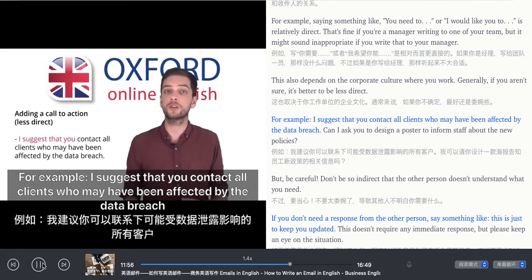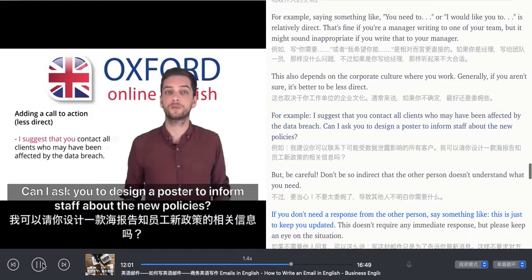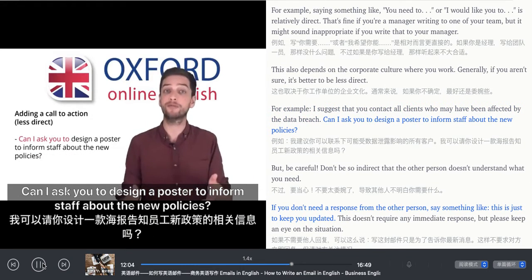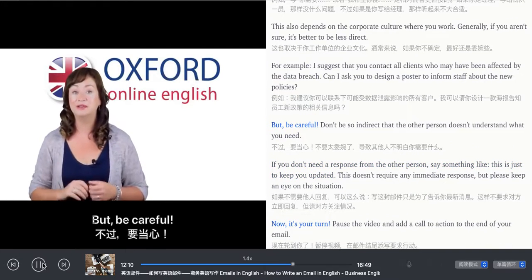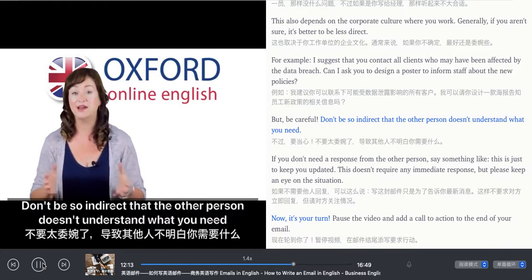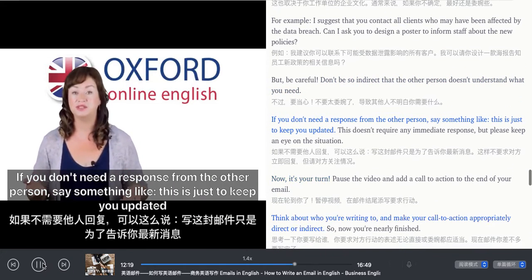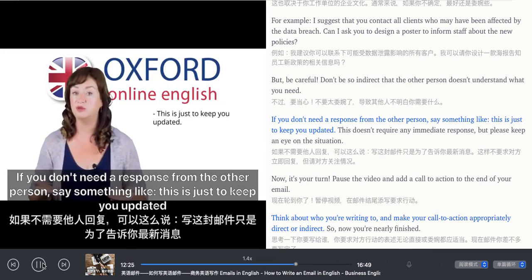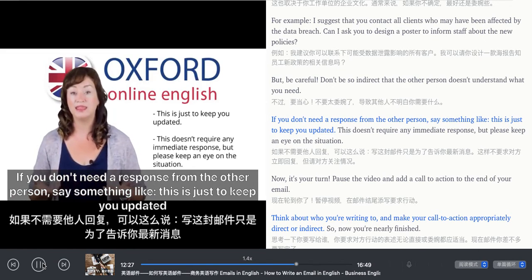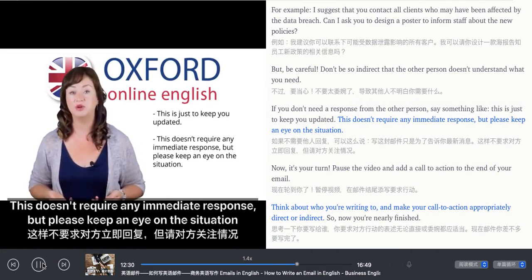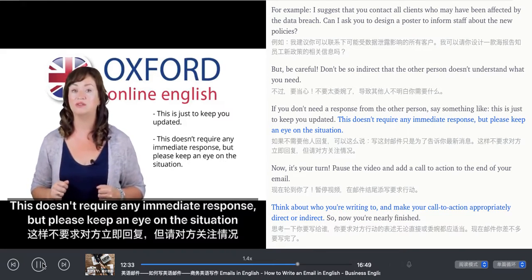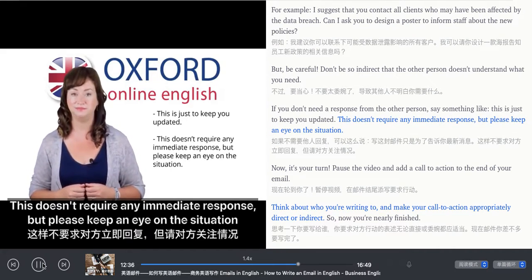For example, "I suggest that you contact all clients who may have been affected by the data breach." "Can I ask you to design a poster to inform staff about the new policies?" But be careful. Don't be so indirect that the other person doesn't understand what you need. If you don't need a response from the other person, say something like, "This is just to keep you updated," or "This doesn't require any immediate response, but please keep an eye on the situation."